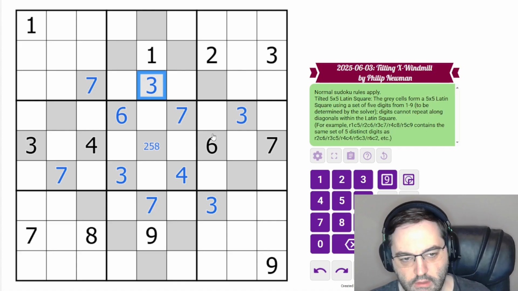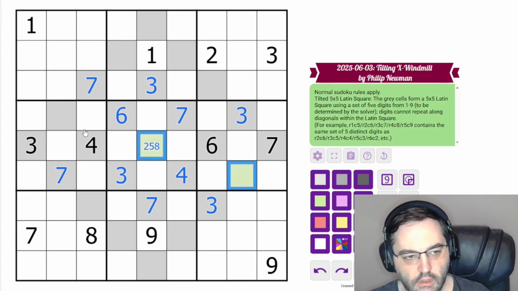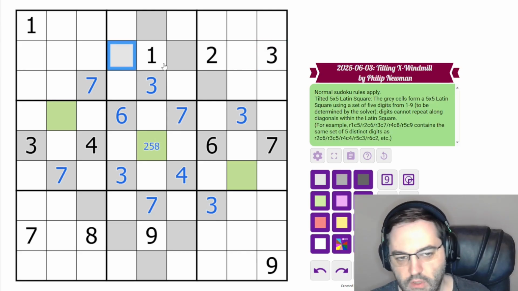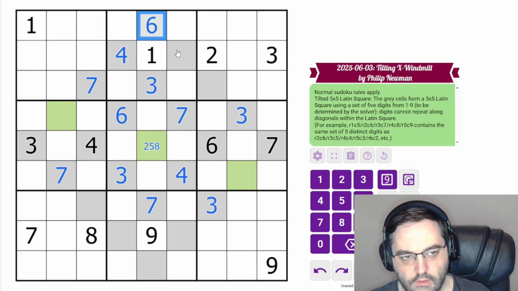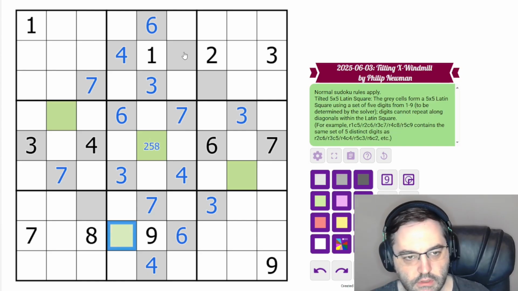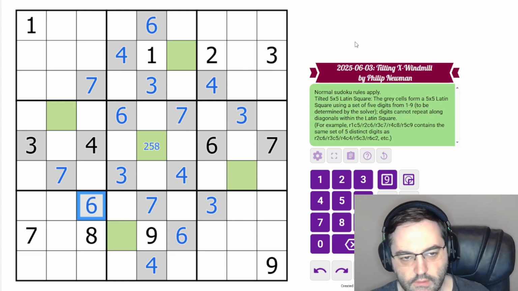This cell can't be 3, 6, 4, or 7, so it's going to be our mystery digit. I'm going to highlight these. Same over here. And that means this is going to have to be 4, this is going to have to be 6, this is going to have to be 4 and 6, like this. This now is our mystery digit, and so is this. And finally, this is 4, and this is 6.